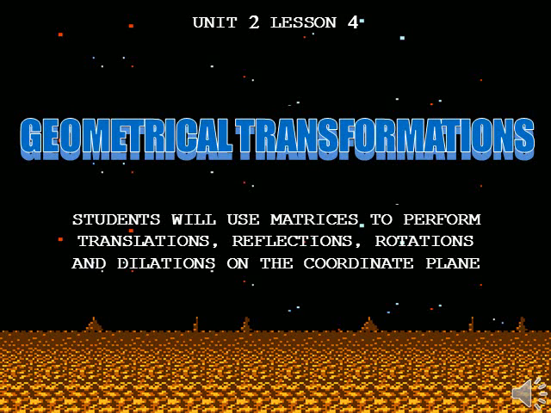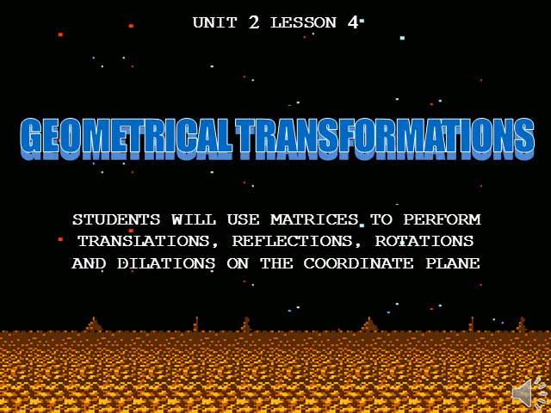This is Unit 2, Lesson 4, Geometrical Transformations. Students will use matrices to perform translations, reflections, rotations, and dilations on the coordinate plane. So we're going to introduce matrices today, which we're going to use to solve linear systems later. But today we're going to use them for something different.